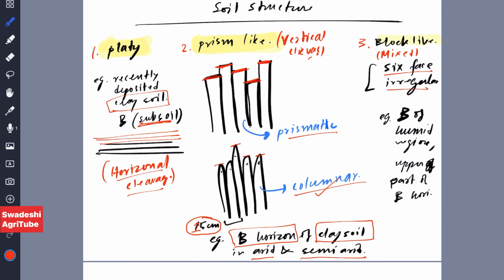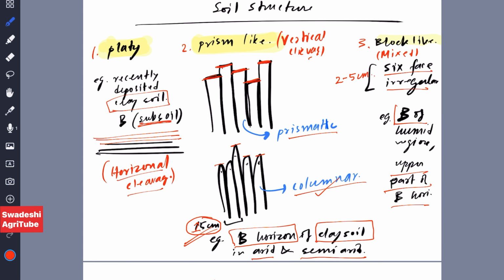And this block-like structure is found in the B horizon, but in the upper part of the B horizon. So that's the fact regarding the block-like structure. So the first three, platy, prism and block-like structure, are found in the B horizon. You have to remember this, and also that the prism-like structure particle has a diameter of 15 centimeter, but in case of block-like structure, the diameter will be 2 to 5 centimeter.